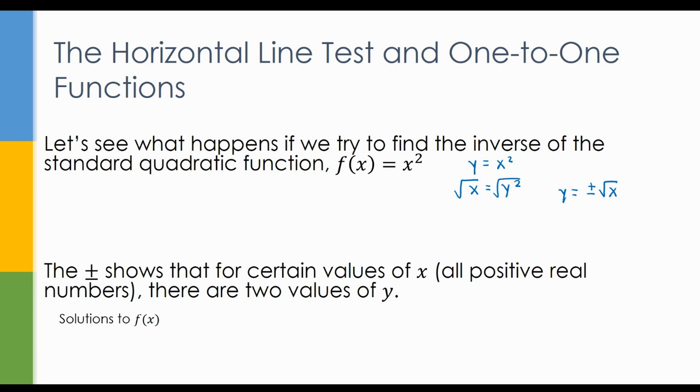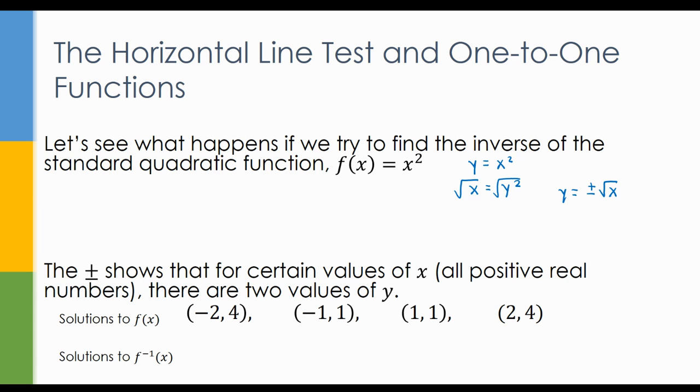So, solutions to f of x. Notice that if I was to plug in -2 into my original function and I square it, I get 4. When I plugged -1 into it, I got 1. When I plugged 1 into it, I got 1. When I plugged 2 into it, I got 4.